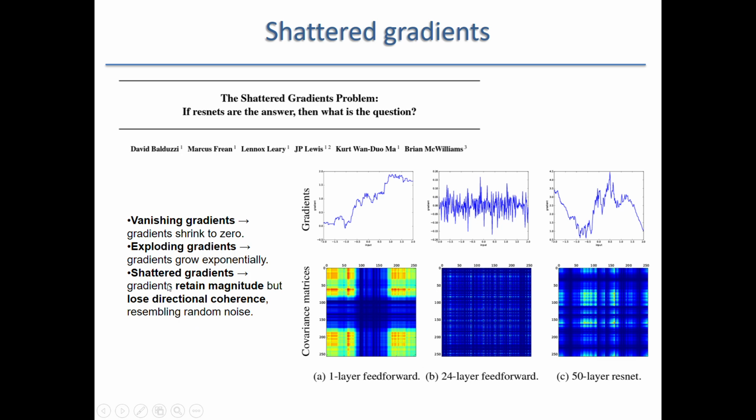And the shattered gradients is a problem in which the gradients retain the magnitude, so they don't go to zero, but they lose directional coherence, so they become more and more like random noise. For instance, in this paper, they have shown that these ResNets, that are networks in which there is a skip connection, we will see it now, help to solve these shattered gradients problems.